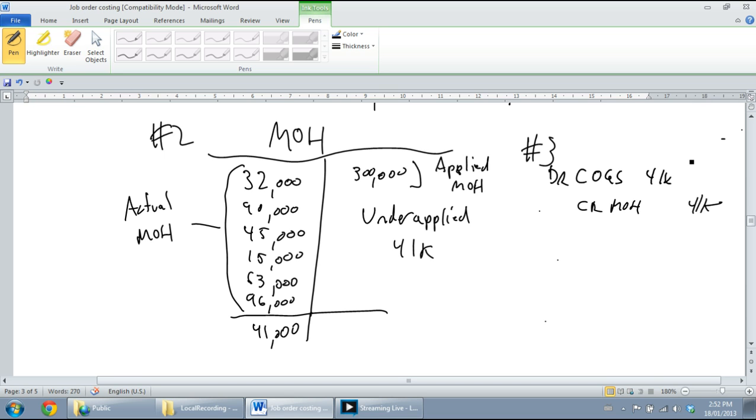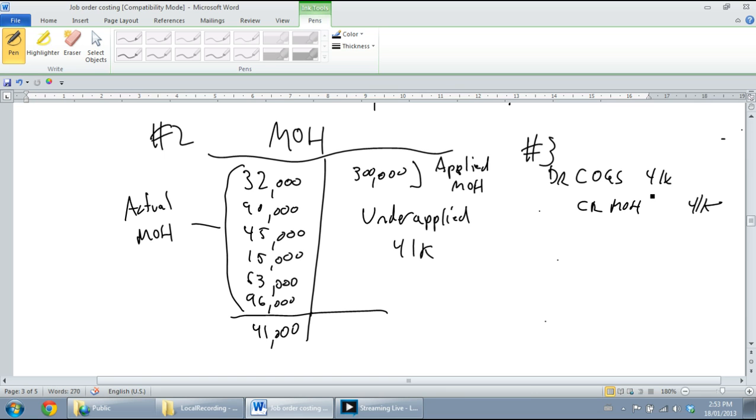Pretty easy. Now you might say, well, wait a minute. What if overhead was more on the credit side and less on the debit side? In other words, what if my actual was lower and my applied was higher? Well, then my overhead would be over-applied, not under-applied, and to fix it, I would debit my overhead and I would credit my cost of goods sold.